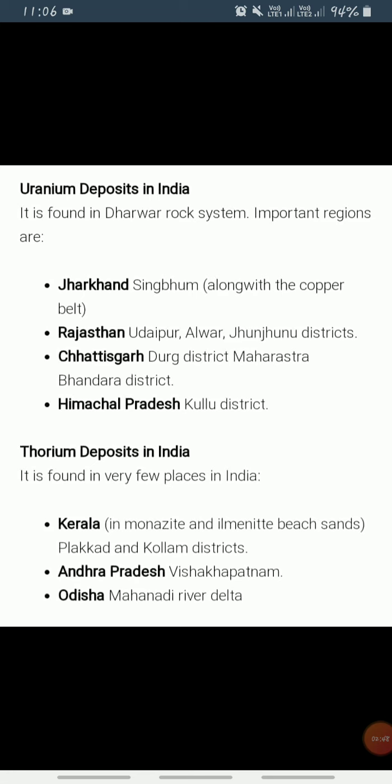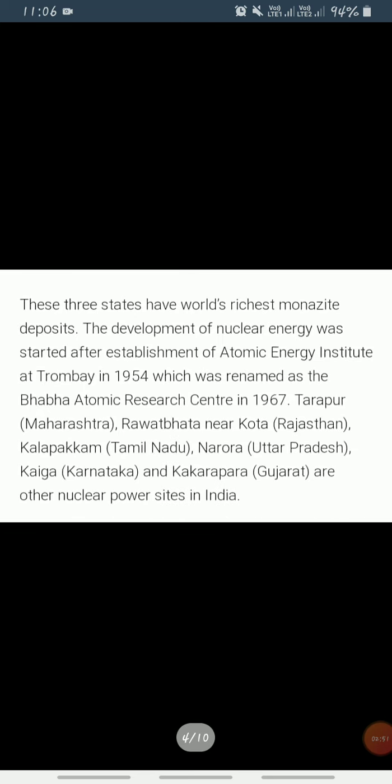The Atomic Energy Commission was established in 1948, and progress could be made only after the establishment of the Atomic Energy Institute at Trombay in 1954, which was renamed as the Bhabha Atomic Research Centre in 1967.